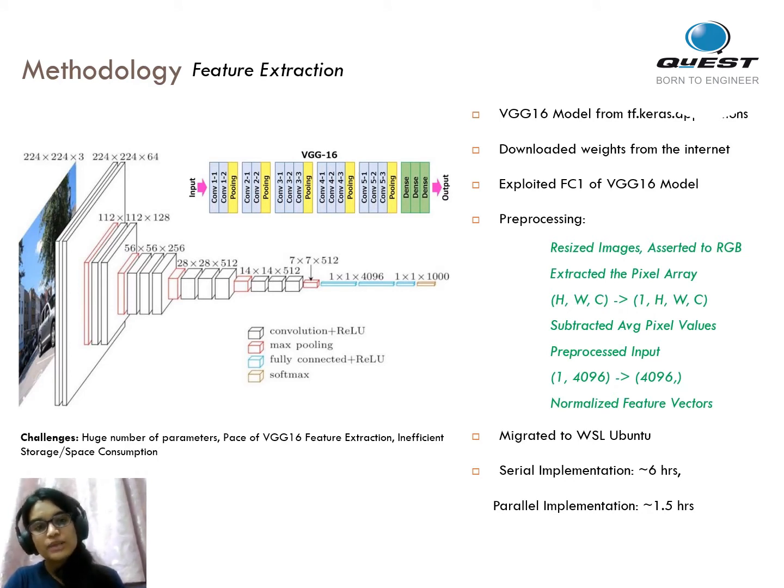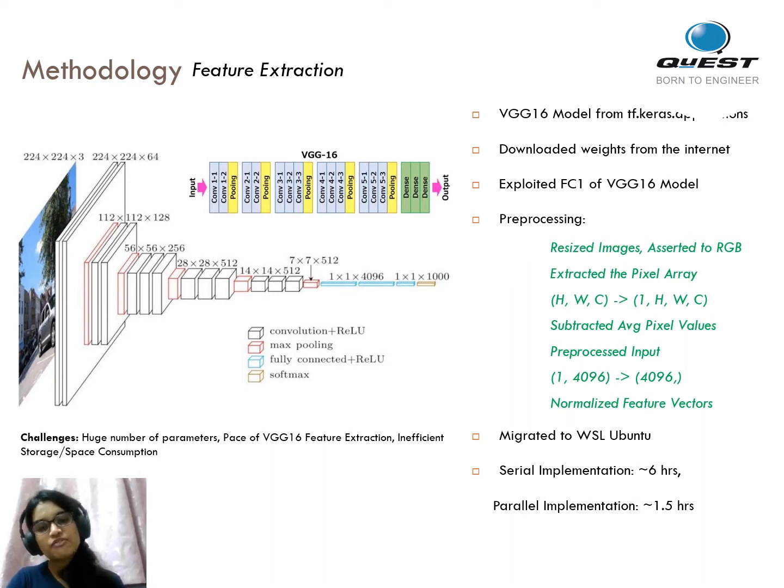Coming to how we did the pre-processing part, we followed the typical procedure as mentioned in the Keras documentation: resizing images, converting to RGB, extracting the pixel array, expanding dimensions, subtracting the average pixel values, pre-processing the input, and again contracting the dimensions, and finally normalizing the feature vectors.